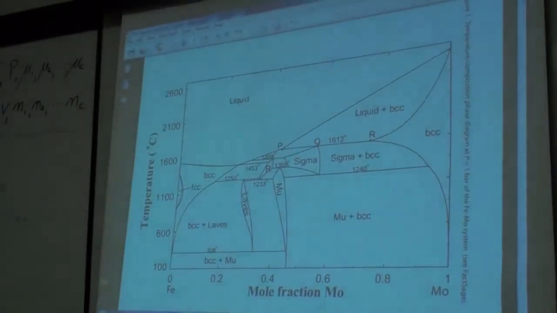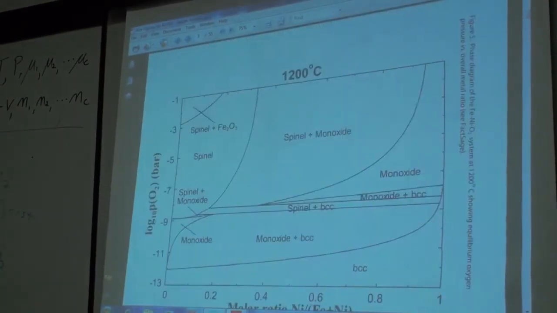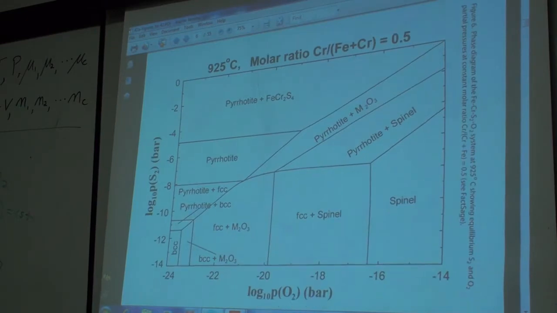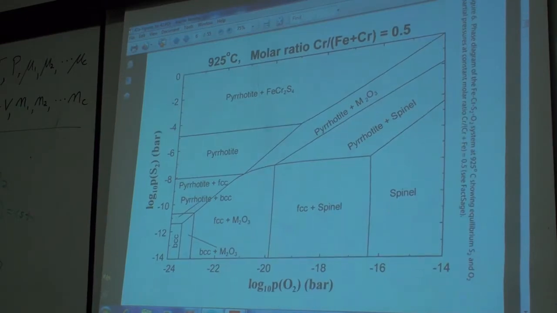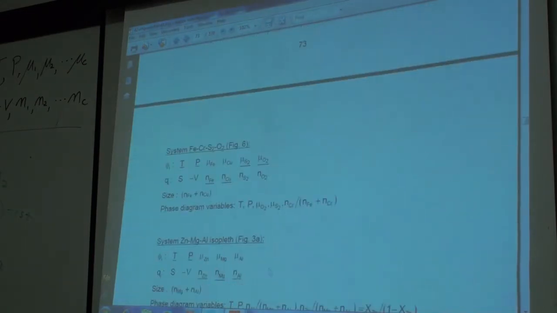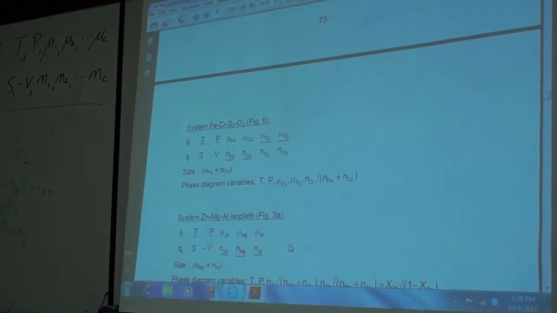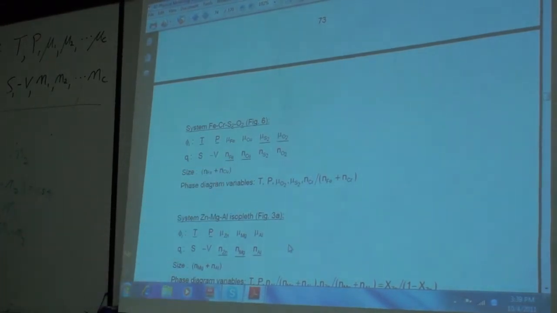All right, let's go to figure 6. These are the examples. Once again, now I have iron, chrome, sulfur, and oxygen. This is page 74. So iron, chrome, sulfur, and oxygen, my 4 components. So I have the temperature, pressure, and the 4 chemical potentials. And the ones that are underlined are the ones I've chosen, one and only one from each pair. I'm going to set the size to be iron plus chrome.